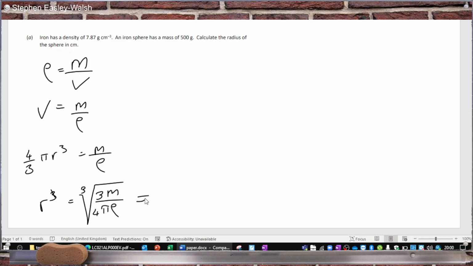Let's take out the calculator. Cube root of 3 times 7.87 over 4 times pi times, oh actually I wrote the mass isn't 7.87, the density is 7.87 and the mass is 500. Now before I calculate it, let's think about this.